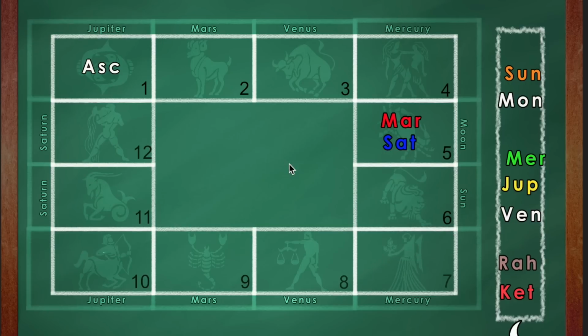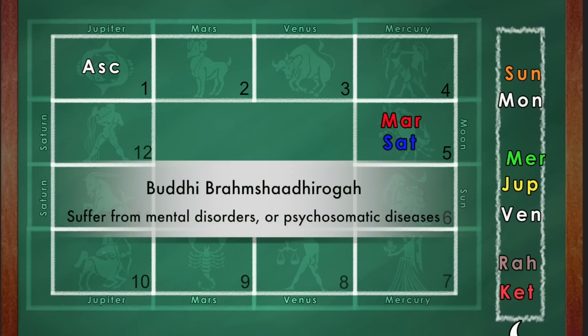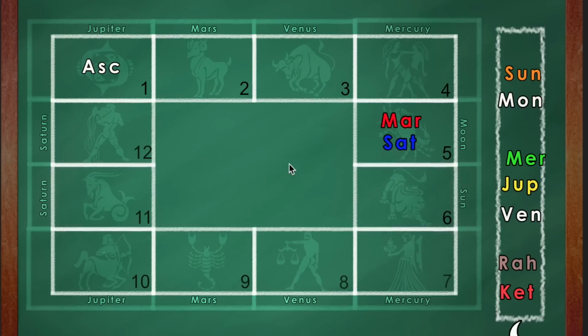In such situations, the person's mentality also might be affected. Buddhi Brahmshadi Rogaha. So this is translated as he will suffer from mental disorders and other such diseases or psychosomatic diseases caused by high stress. The fifth house is the house of inclination and also the heart, intelligence, wisdom. Since thoughts lead to action, the fifth house is a very important house. The fifth house is also the merits carried forward or the demerits carried forward from the past life.